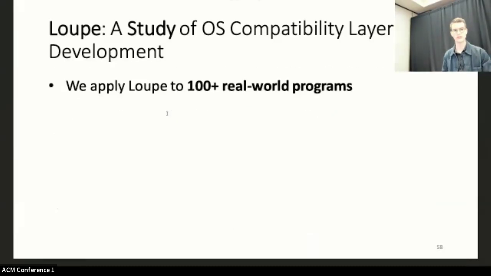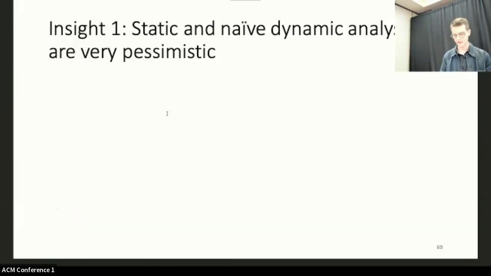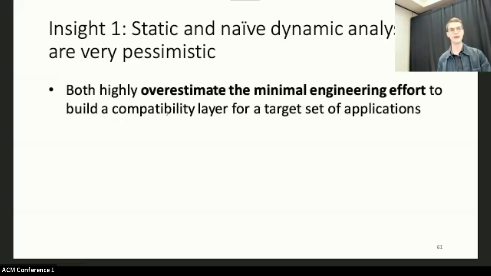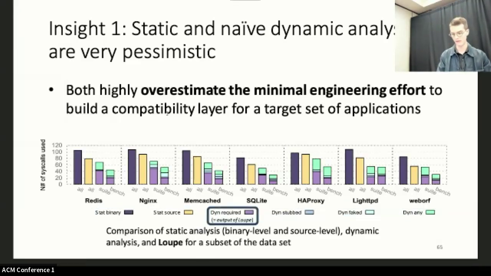We applied Loupe to more than 100 applications and leveraged this data to perform a study on the development of OS compatibility layers. And I will go through some insight next, but there is more in the paper. First, we show that static analysis and naive dynamic analysis are quite pessimistic when used to guide the development of OS compatibility layers, as both significantly overestimate the minimal engineering effort needed to support a set of applications. Here's a comparison of static analysis, dynamic analysis, and Loupe for a subset of the dataset. For dynamic results, we show both data for a test suite workload on the left and for a benchmark on the right.